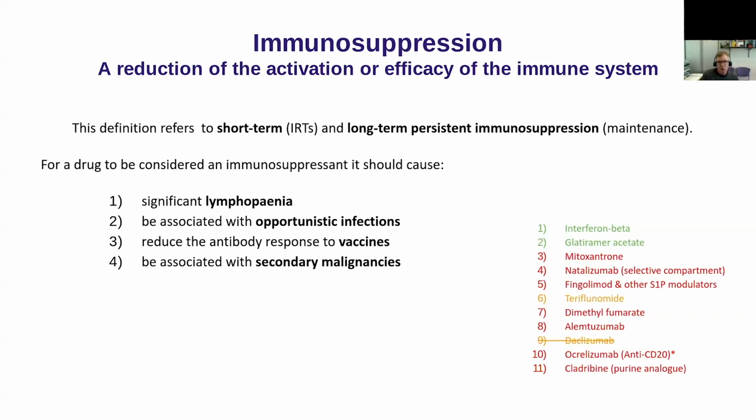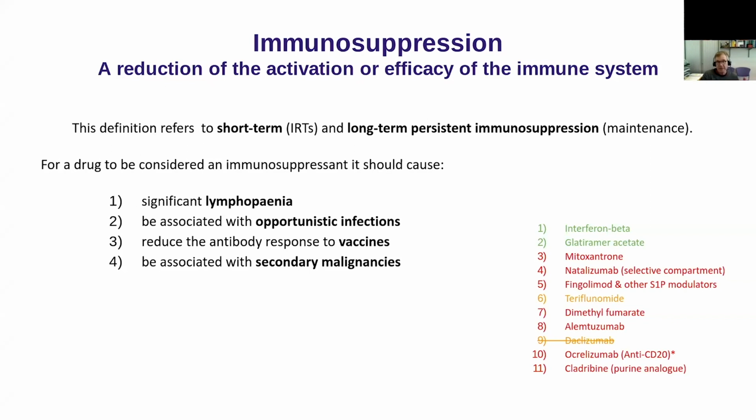So let's go through the therapies we use. I've taken daclizumab off, as you know, it was withdrawn. But overall, almost all our therapies, except for interferon and glatiramer, are colored as immunosuppressive. I put teriflunomide in orange there because teriflunomide doesn't have an immunosuppressive signal, and in my mind, it's an immunomodulatory treatment and should be colored green.